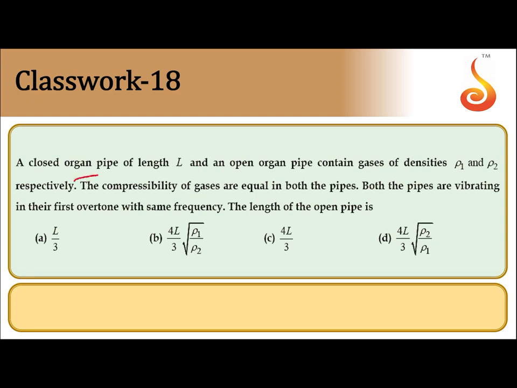It's a closed organ pipe of length L and another open pipe contain gas of densities ρ1 and ρ2. Their compressibilities are equal. They are vibrating in their first overtone with the same frequency. The length of the open pipe is.